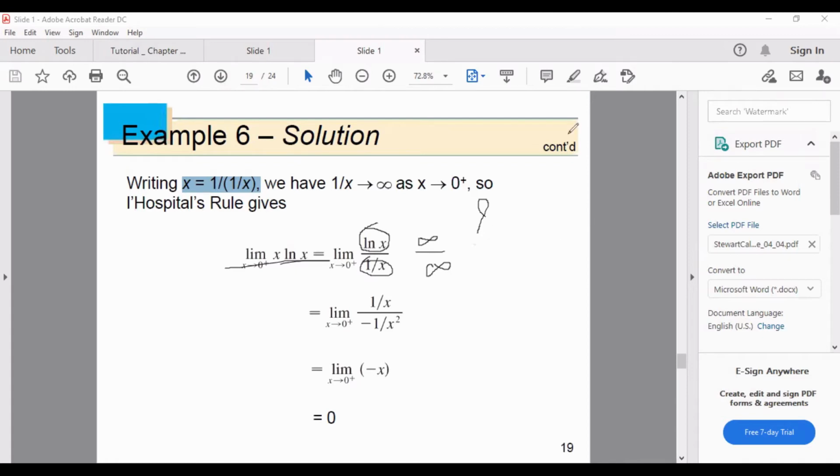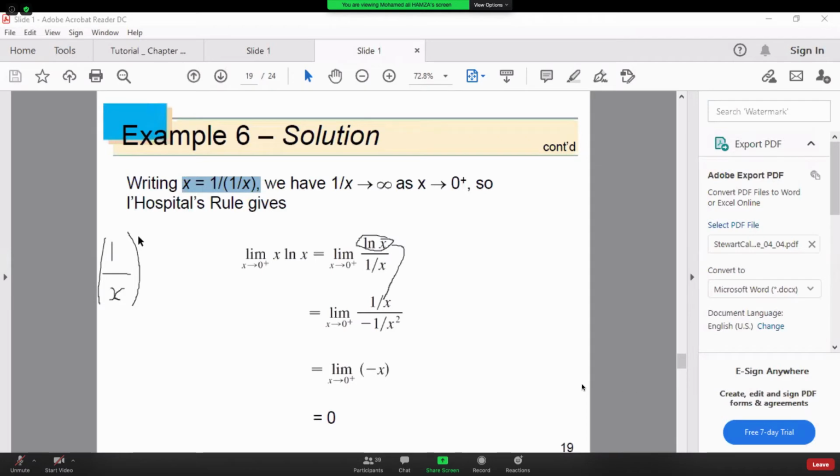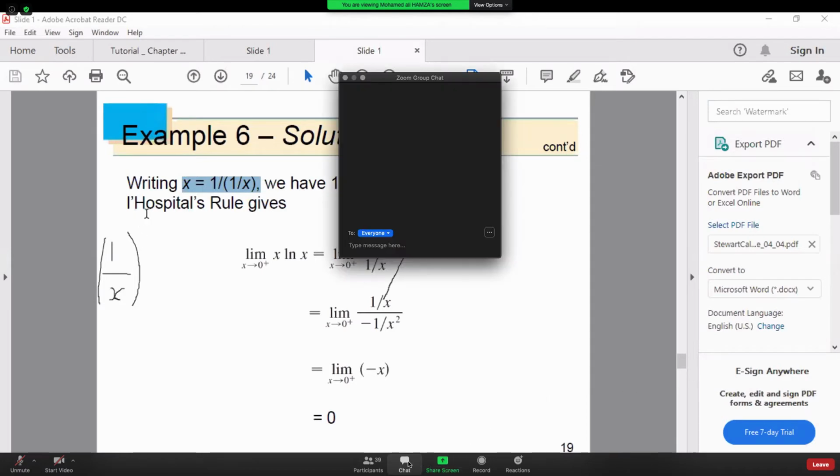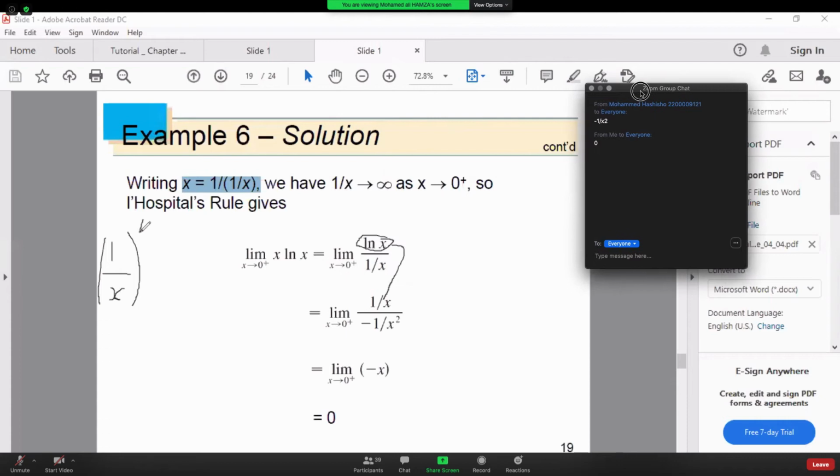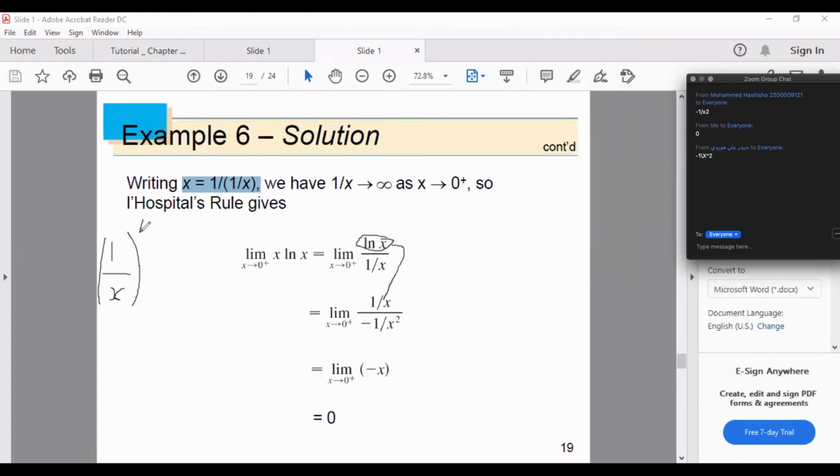However, when we apply L'Hospital's rule, this is the derivative of ln x. Obviously, the derivative of ln x is 1 over x. But what is the derivative of 1 over x? Who remembers the derivative of 1 over x? 1 over x prime is equal to what? Can you hear me? There are 37 students. You hear me? Yes. What is the derivative of 1 over x?